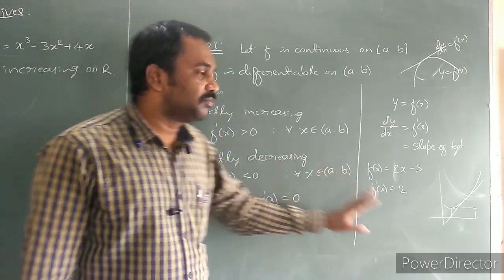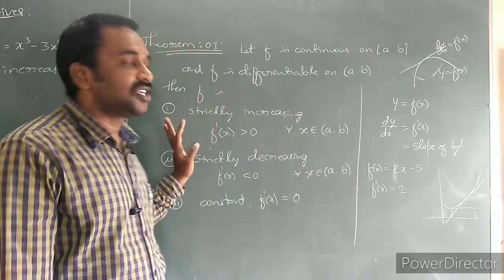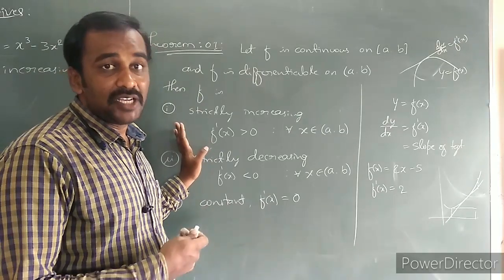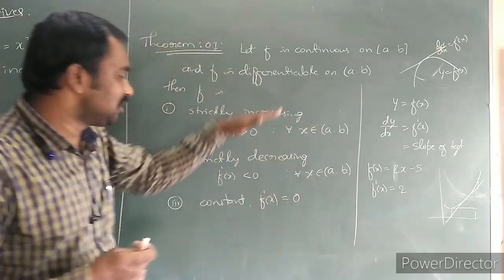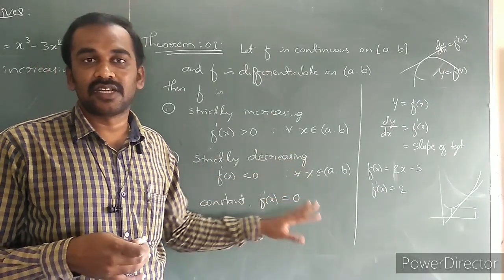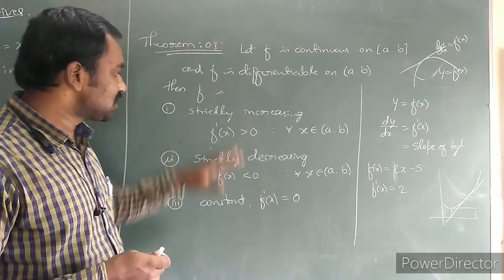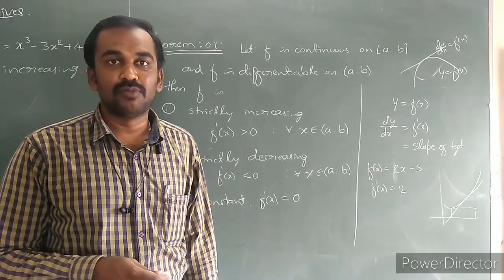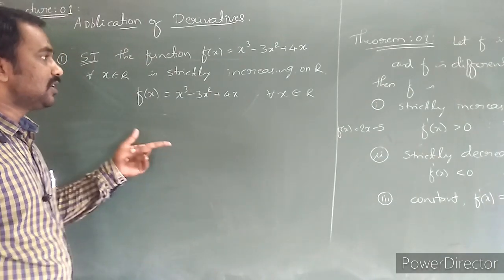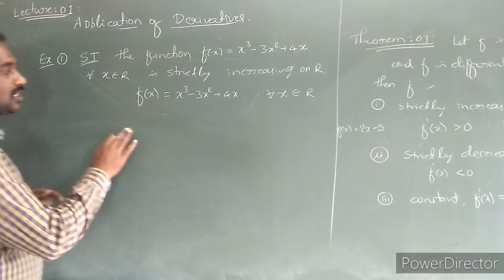So as compared to the definition, the theorem is very easy. Because we are discussing the application of derivatives with the help of differentiation, we have to say whether the given function is increasing or decreasing. Based on this, let us take one more example. Let us prove this by the help of theorem number 1.